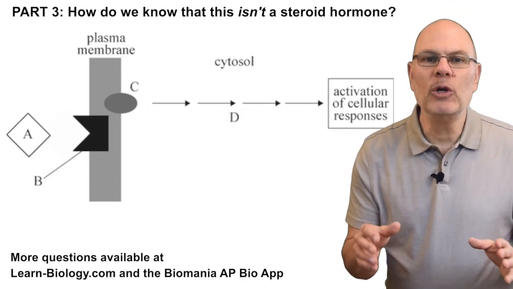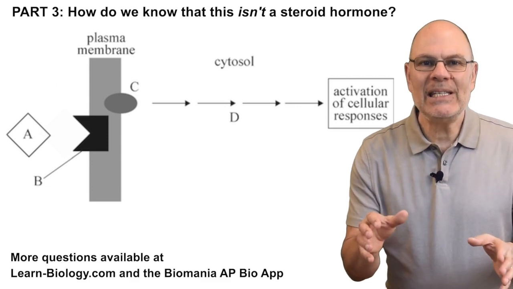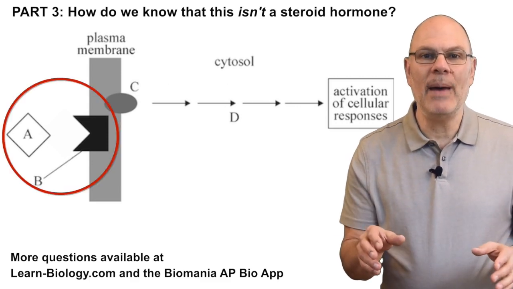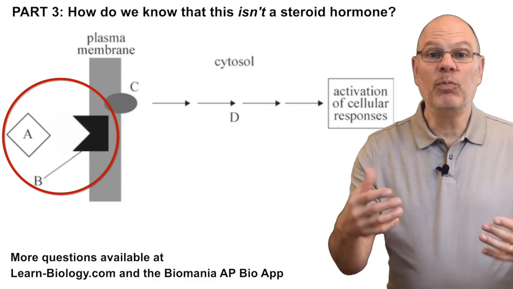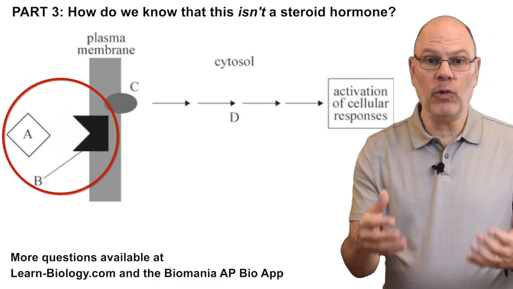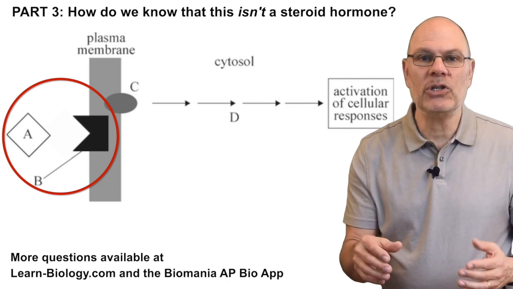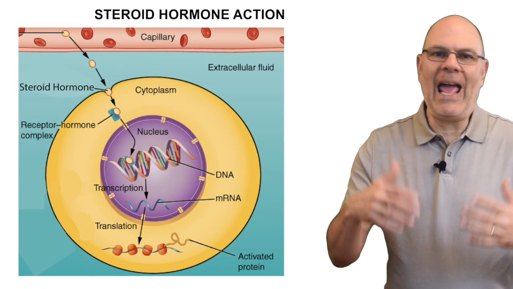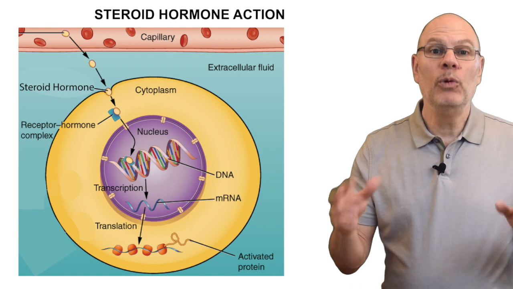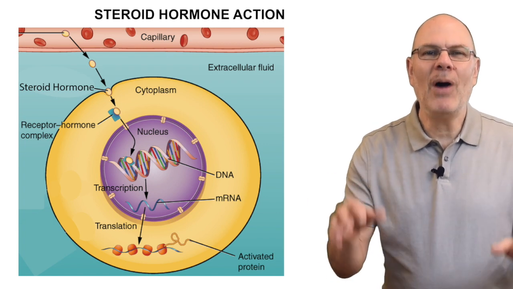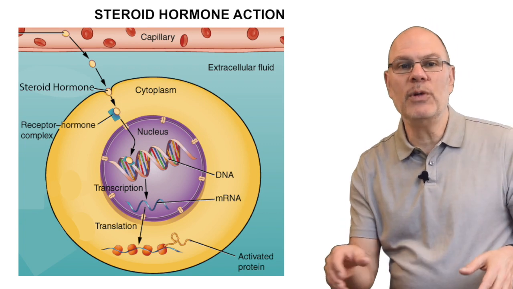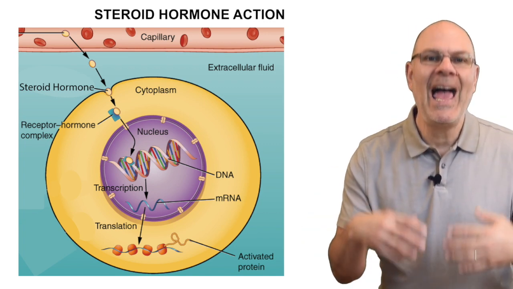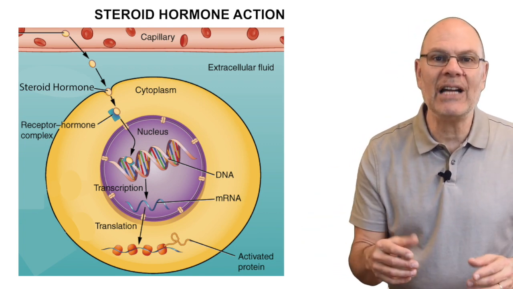Okay, now the third part of this question. In this system, the ligand is binding at the membrane, but not entering into the cell. That is typical of protein hormones, which use signal transduction via second messengers. A steroid hormone like estrogen or testosterone would diffuse through the membrane and bind with a cytoplasmic receptor. A hormone receptor complex would then diffuse into the nucleus, activate genes, and change the activities of the cell.